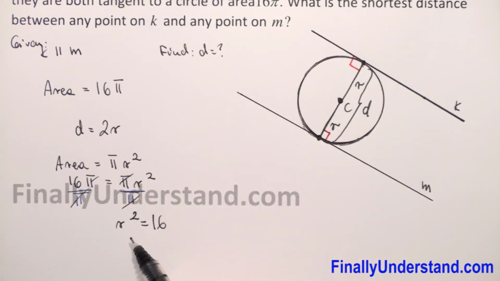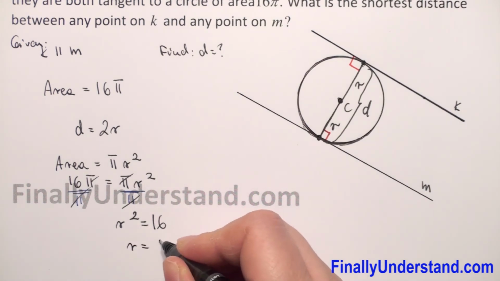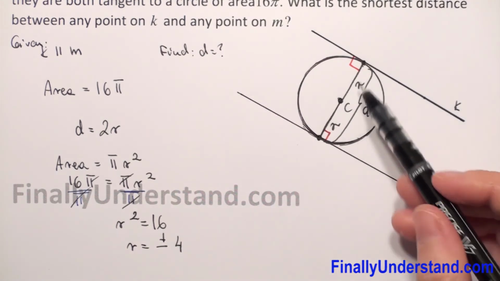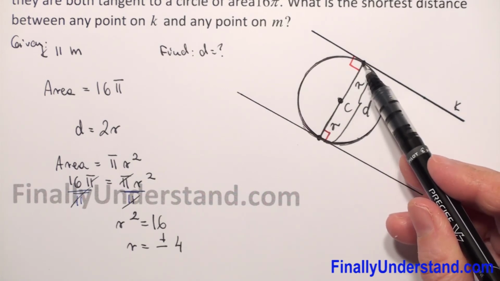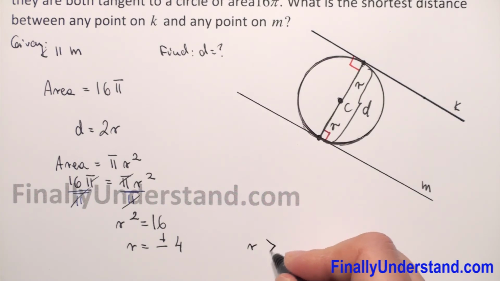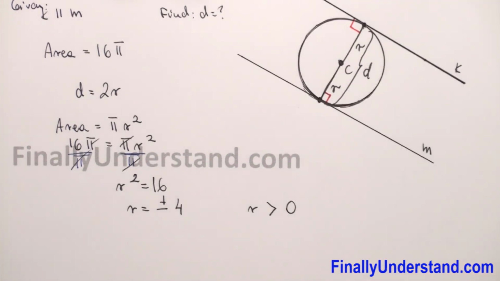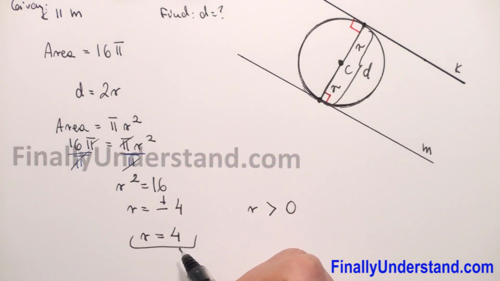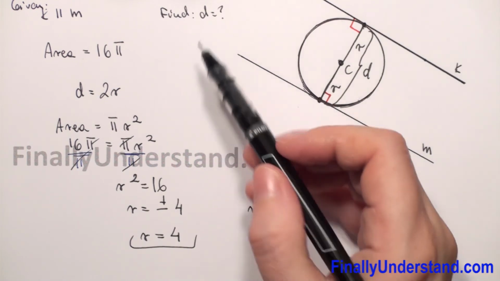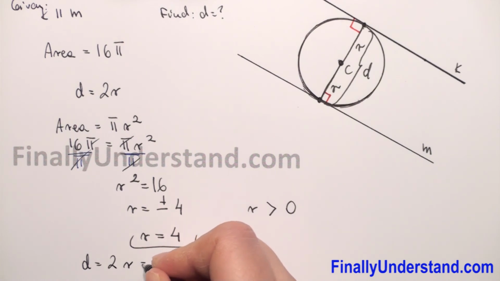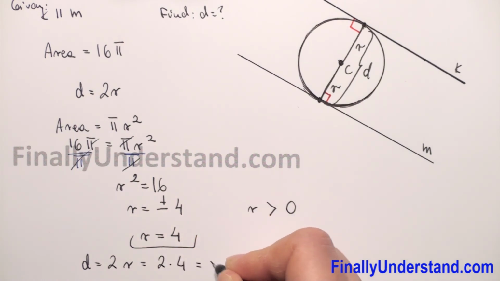So you have to ask yourself, which number raised to the second power gives you 16? Positive 4 or negative 4. But in this example, r is the distance between the point of the circle and the center of our circle, so r must be greater than 0. So r can be only 4. We have r, so we can find d, our diameter. The diameter is equal to 2 times r. So we have 2 times 4, this is 8.